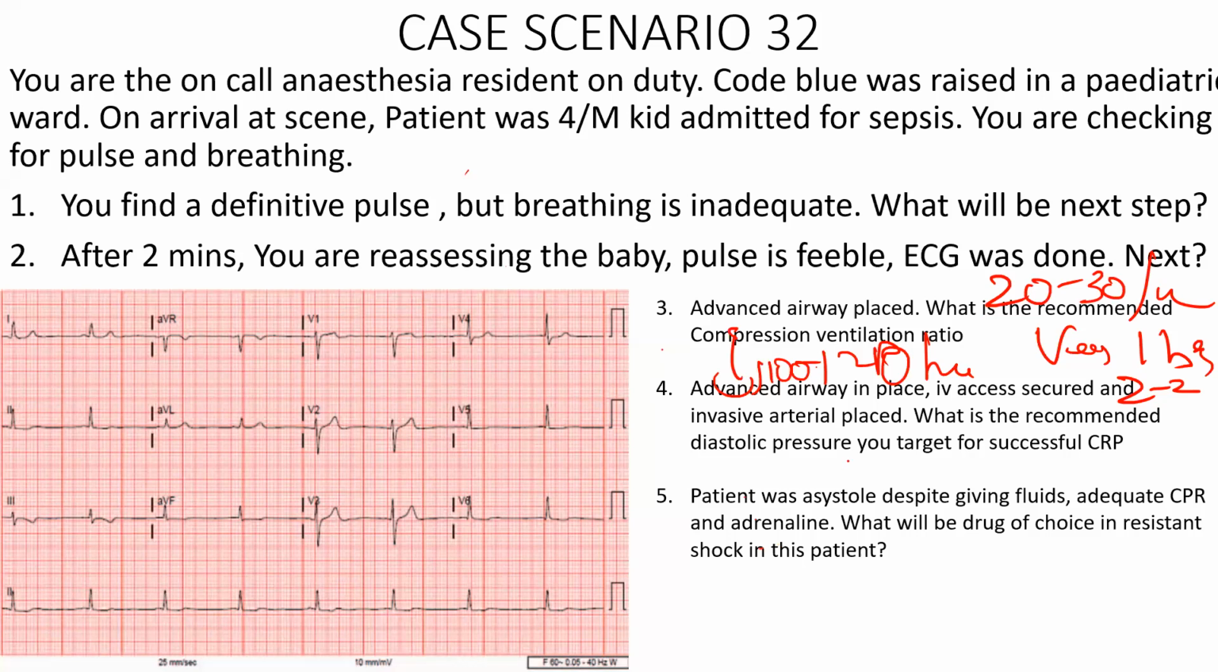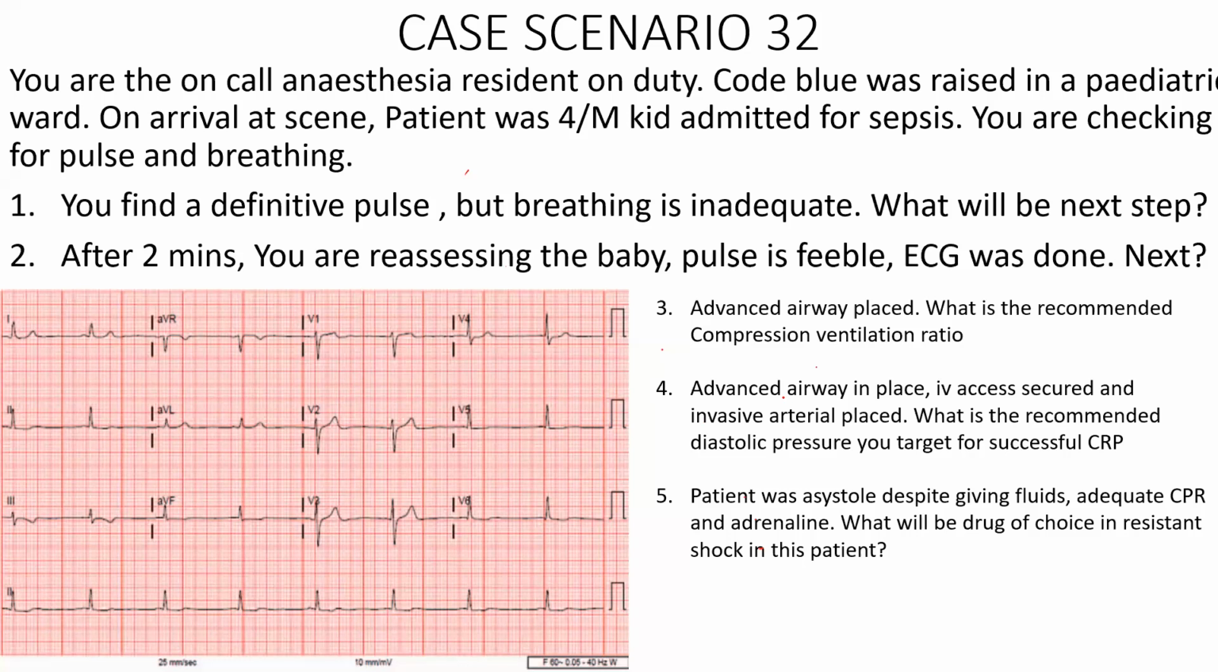Is that clear? Yes, sir. Because when there is no advanced airway, I know you know it's 15:2, 30:2, all those things you know. I've just specifically mentioned that an advanced airway is placed. Now what will be the compression ventilation? Once you put an advanced airway, forget the 30:2, 15:2. It is all lost. Now it is compression at 100 to 120 per minute. For adults, it is 10 to 12 breaths, or one breath every 5 to 6 seconds. For pediatrics, it is one breath every 2 to 3 seconds. Understand the difference.